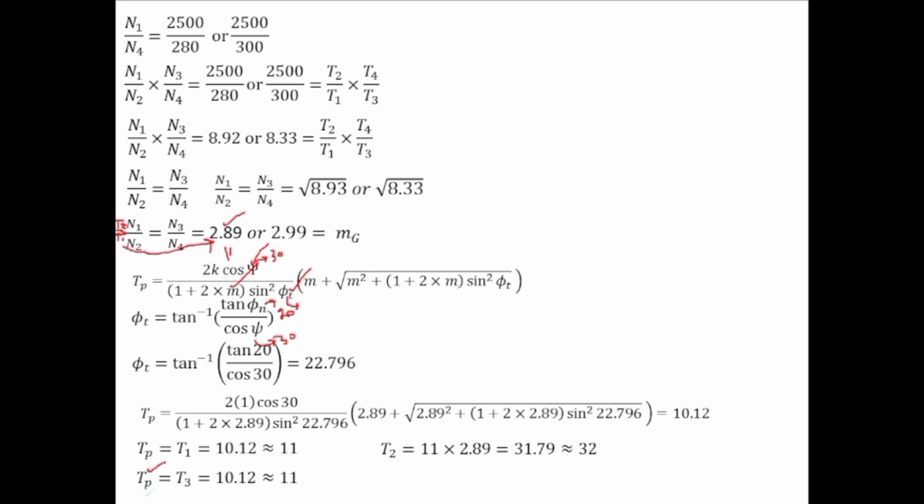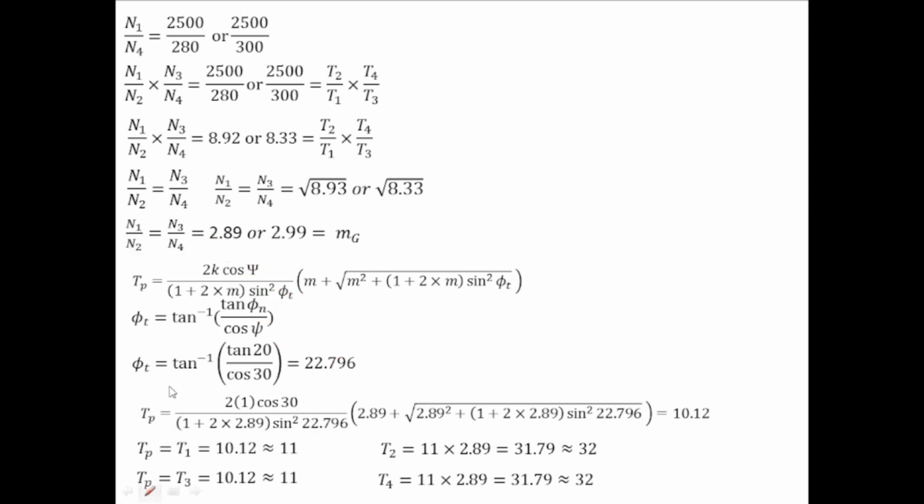Gear 3 is the pinion, so T3 is equal to TP, and TP has this formula. This pressure angle is the same, and this angle is the same, and this angle is the same, so you will get the same angle as well, which is equal to 22.796, and m is also the same, so you will get T3 equal to 11, so T4 will be equal to 32. So this is the design of the compound reverted gear train based on the helical gear.